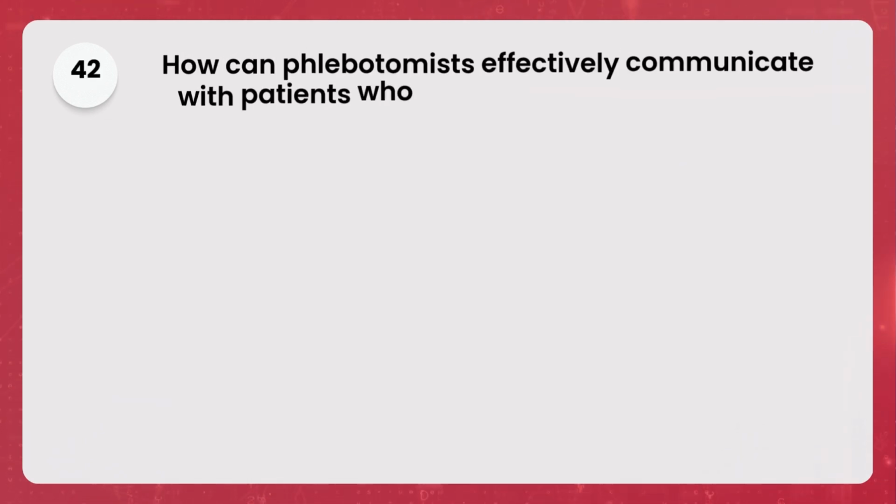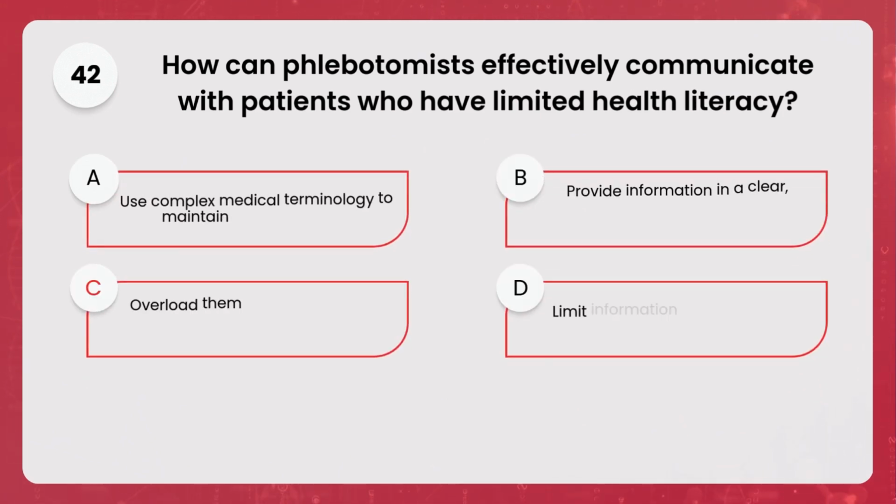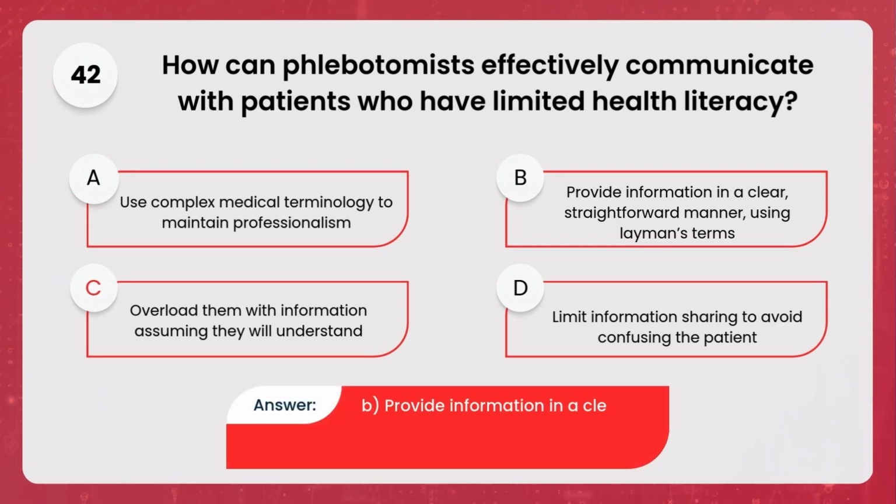Number 42. How can phlebotomists effectively communicate with patients who have limited health literacy? A. Use complex medical terminology to maintain professionalism. B. Provide information in a clear, straightforward manner using layman's terms. C. Overload them with information, assuming they will understand. D. Limit information sharing to avoid confusing the patient. The answer is B. Provide information in a clear, straightforward manner using layman's terms.